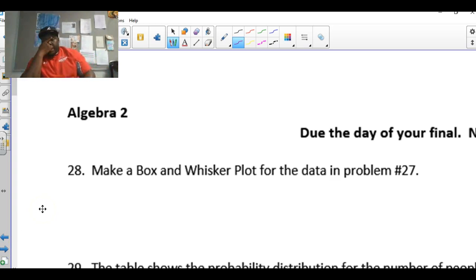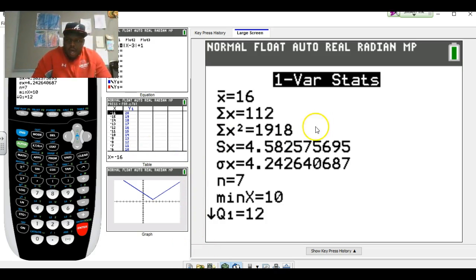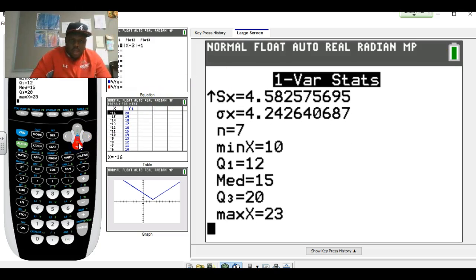Now, it says make a box and whisker plot from the data from problem number 27. So our box and whisker plot, guys, let me go back to our calculator and show you this. All our data can be pulled from our calculator. If we use our down arrow right here, our 5 number summary is right here: our minimum, our first quartile, our median, our third quartile, and our max. This is the same numbers we just plugged in.